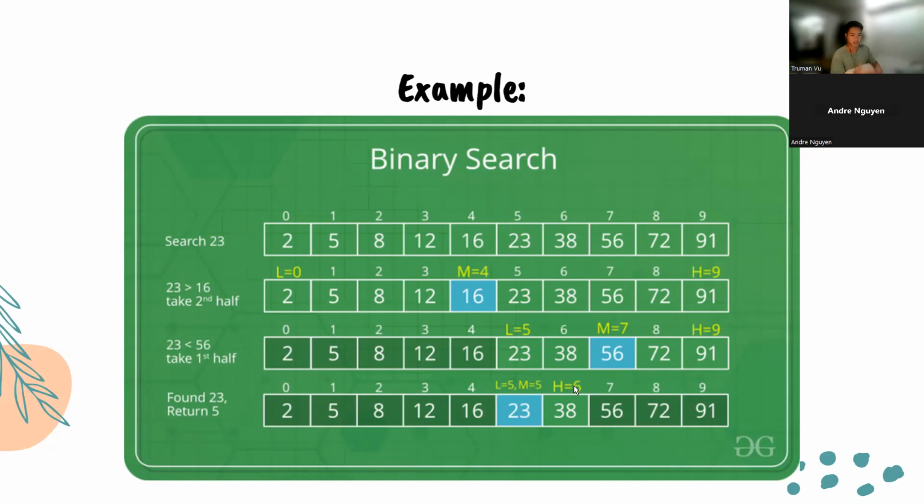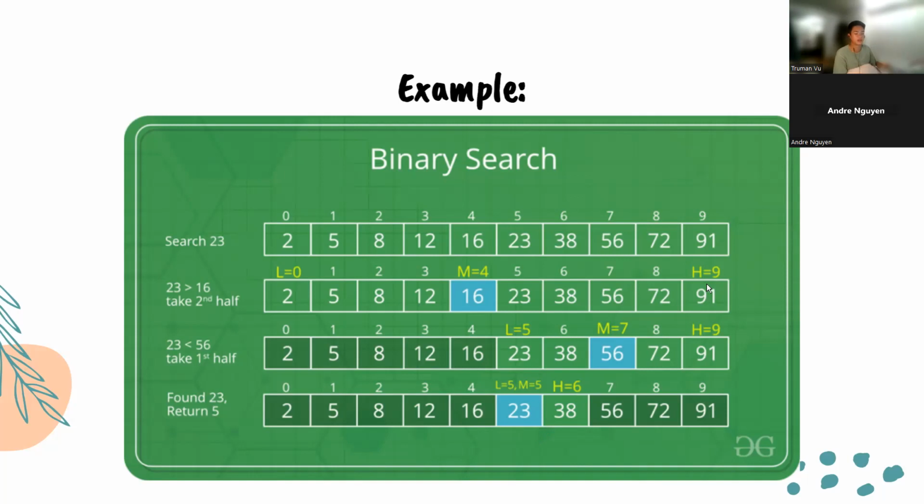And then we do it again. 5 plus 6 is 11. 11 divided by 2 is 5.5, but we're flooring it, so it's 5. Now, in this case, we check the number at index 5, which is 23. It's not less than 23, it's not greater than 23, it's exactly 23. And with our algorithm, it should return the index that it's found. So in this case, index 5.